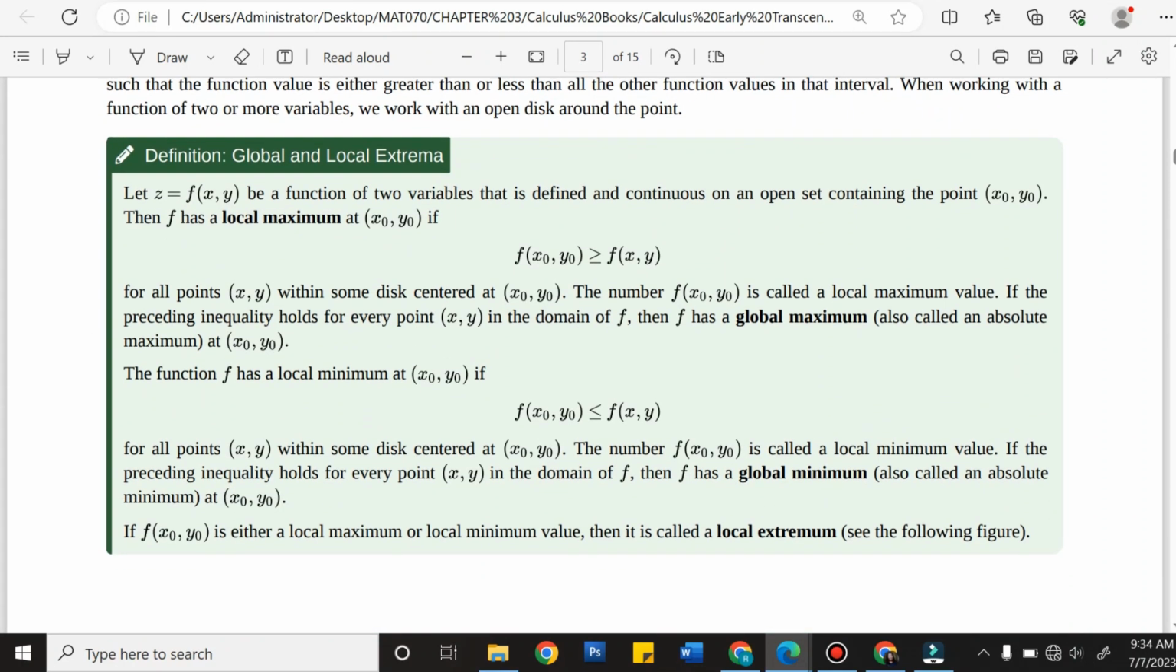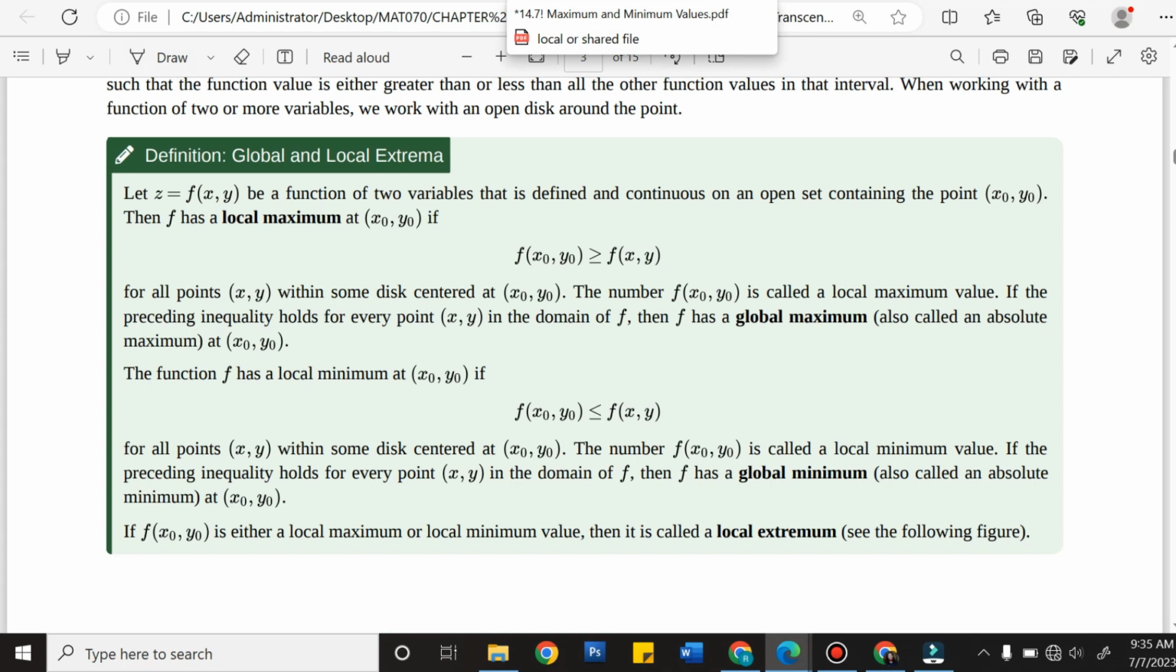Now let's have the global and local extrema. So let's have the definition first. Let z be equal to f of xy, a function of two variables that is defined and continuous on an open set containing the point x sub o, y sub o.